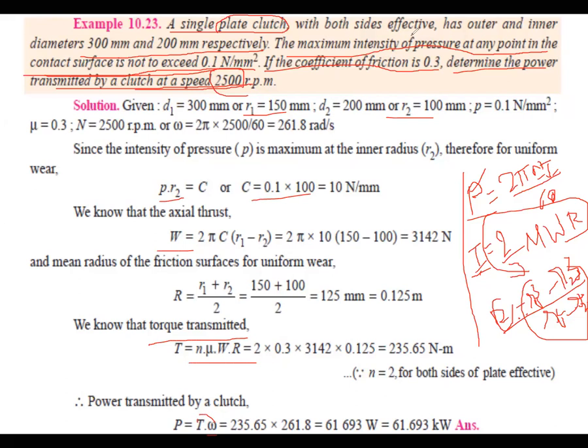For a single plate clutch with both sides effective, with the outer and inner radii, T is N into mu into W into R. So R is equal to what? R1 plus R2 by 2. So this is the uniform wear he has calculated here, meaning the radius of uniform wear.